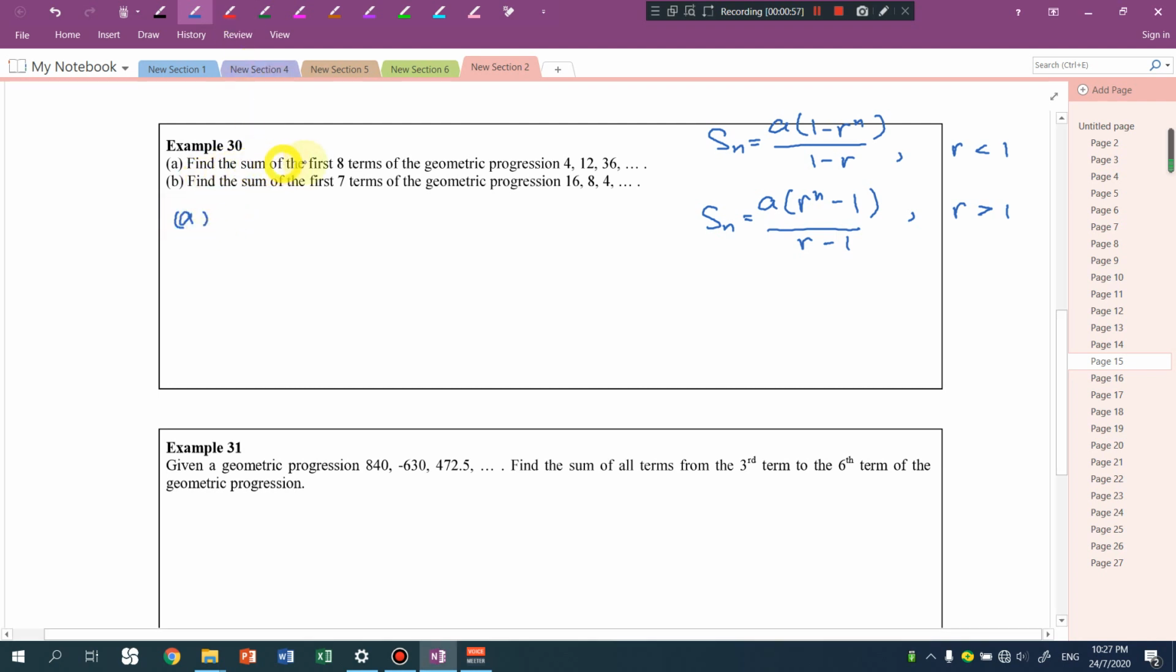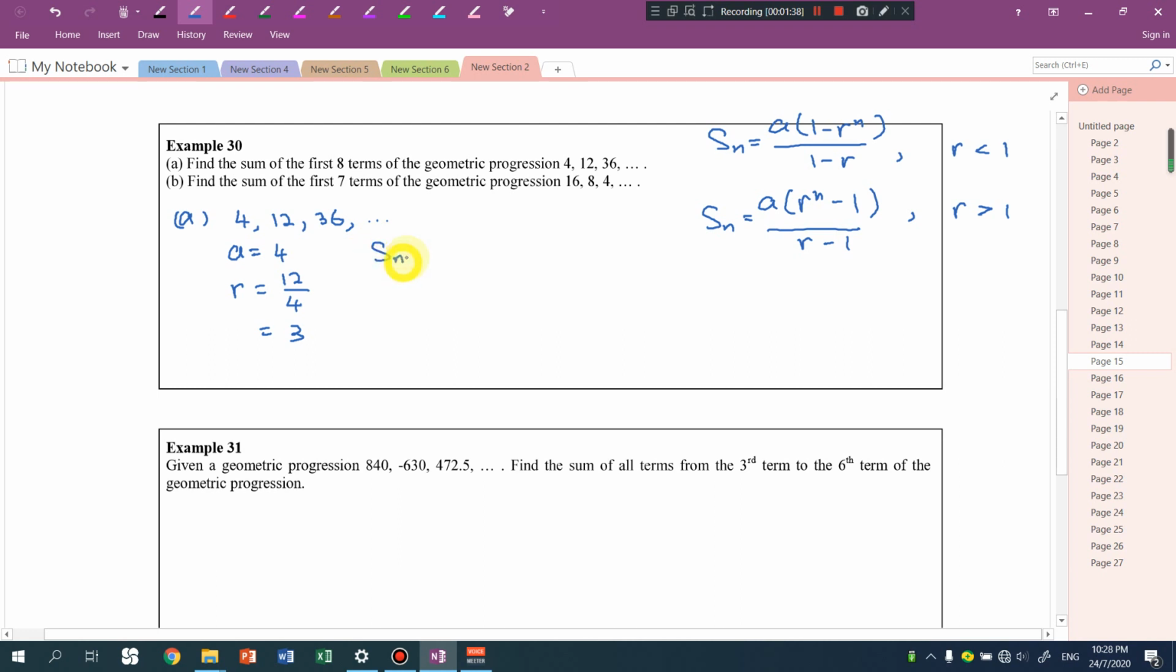Find the sum of the first 8 terms of the geometric progression of this number sequence. We have 4, 12, 36, and so on. So the first term is 4. The common ratio, r: when you want to find the common ratio, remember, you take the second term divided by the first term, or the third term divided by the second term. 12 divided by 4 is equal to 3. Now you have the first term and the common ratio, so you should have no problem getting the sum to the 8 terms.